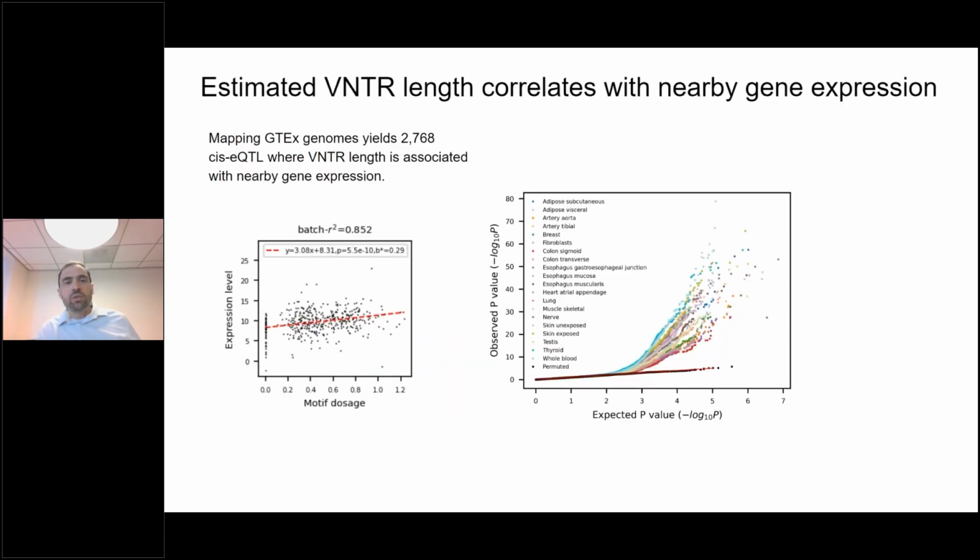The next step that we did was to use this approach to map eQTLs in tandem repeat sequences. I'm just showing the result from our more recent analysis, where our pan-genome uses the high-quality haplotype-resolved assemblies made by the Human Genome Structural Variation Consortium, and we're able to find 2,768 cis eQTLs, where the length of a VNTR that we estimate based on this read depth approach, mapping reads to the repeat pan-genome graph, is associated with nearby gene expression.